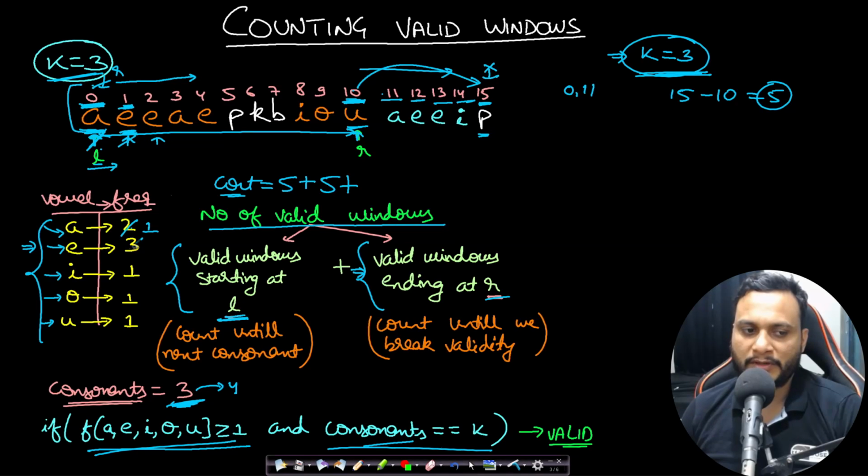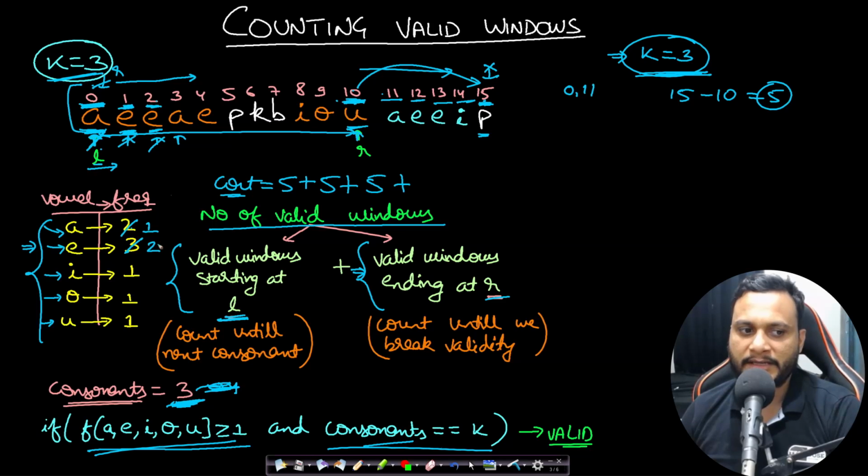Again you slide this to the right hand side, and you have lost E, so you will be decreasing the frequency of E. E's frequency has not become 0, so I will not be removing it. Okay, now once you have reached this 2, again you check that it is following the condition. The consonant count is still 3, the size of the window is still 5, right? So now I will be checking for all the valid windows starting at 2, and again you can say that it will be 15 minus 10, because 2 to 10 is valid and the next consonant is at 15. So again 5 valid windows will be added.